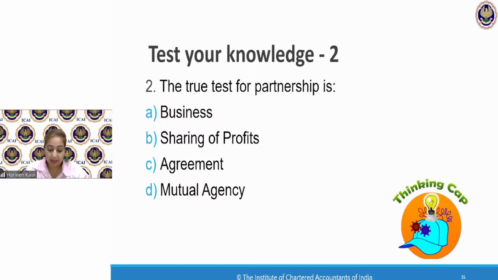Yes, Ms. Shikha, that's correct. Vansh, that is also correct. Two D is the correct answer. Absolutely fine. Everyone has answered it correctly. So you all knew this one. Mutual agency is the correct answer. Wonderful.